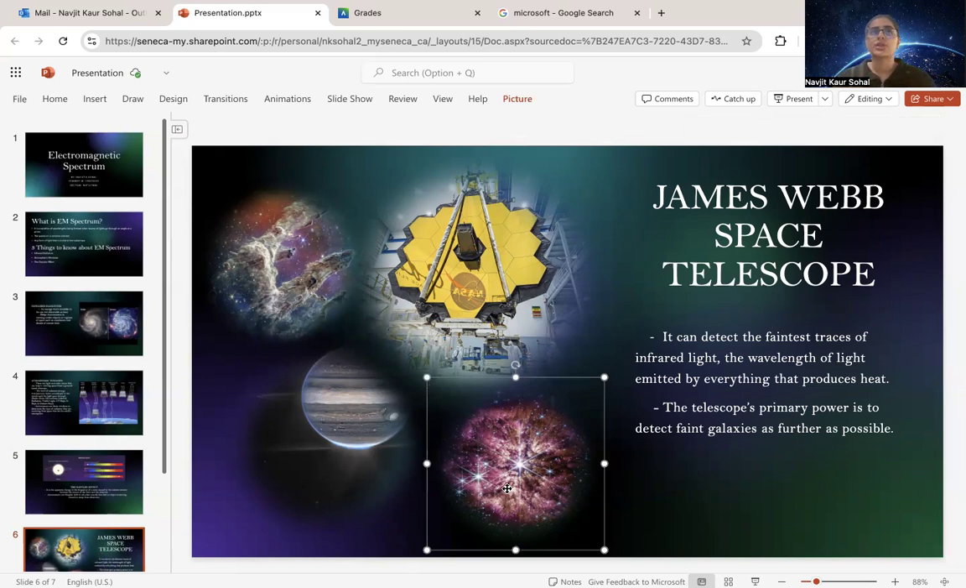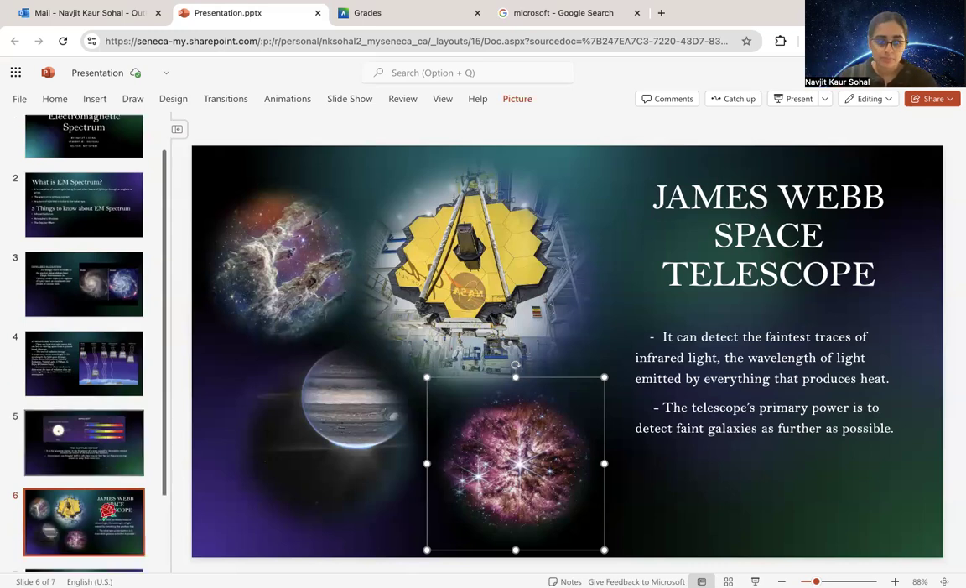And this is used to view or to take pictures of something that's very far that cannot be seen by our naked eye or even by the Hubble telescope or any other telescope aside from this one. So it helps us to figure out more about the universe at the end of the day.